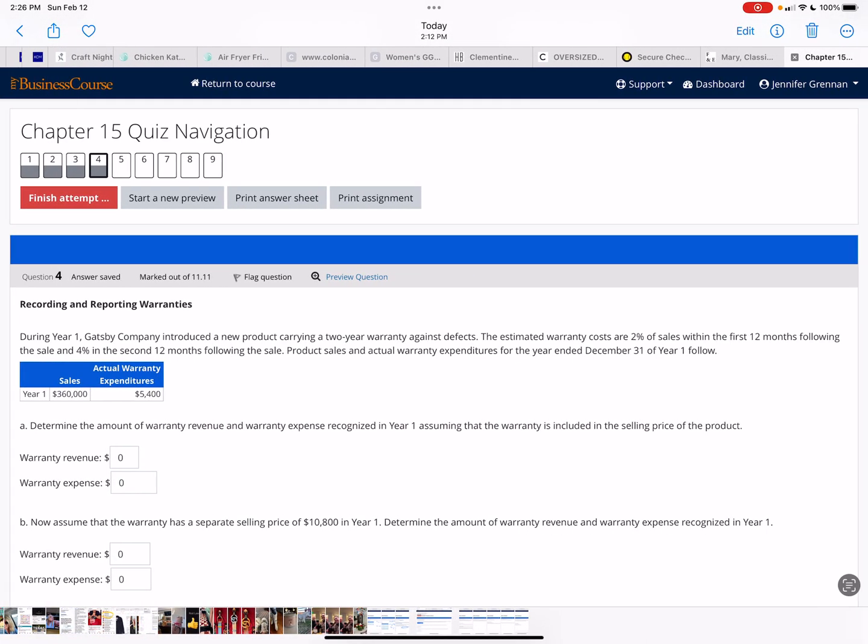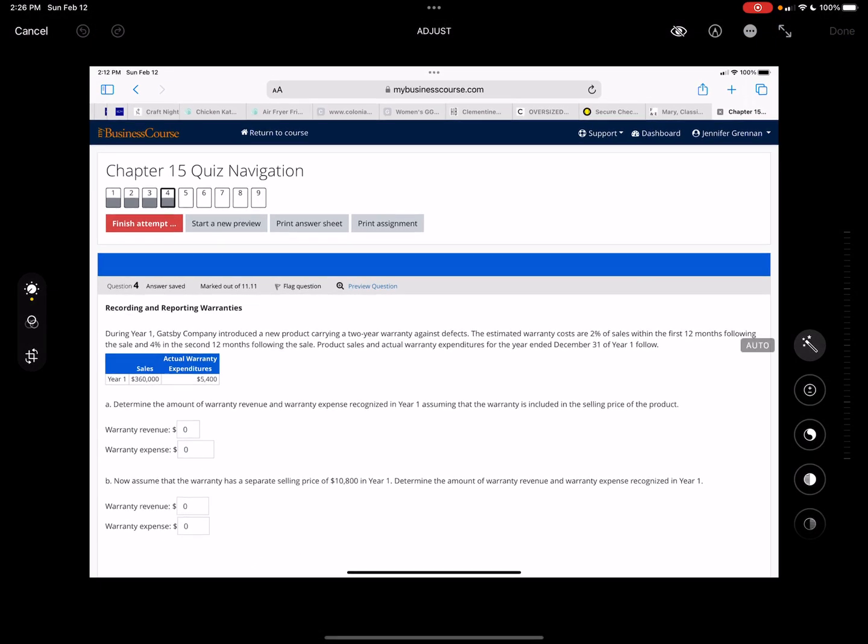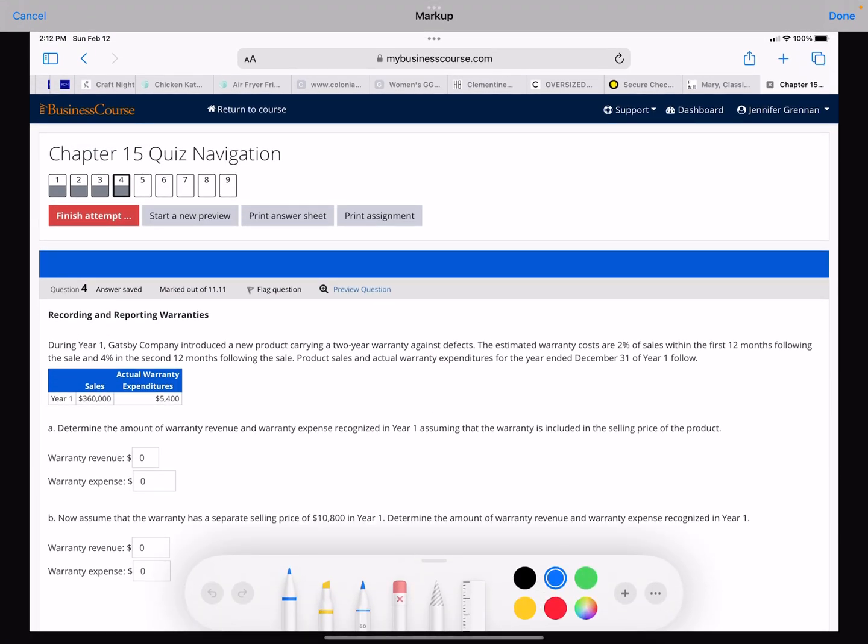Problem 4. This is the one that NBC.com has the flat out wrong answer for one of them that you guys need to get credit for. All right, so remember, there's 2 types of warranties. We can have a service warranty or assurance warranty.